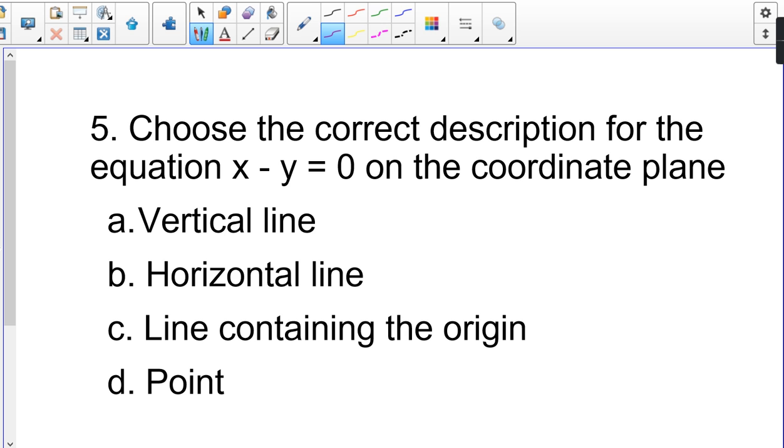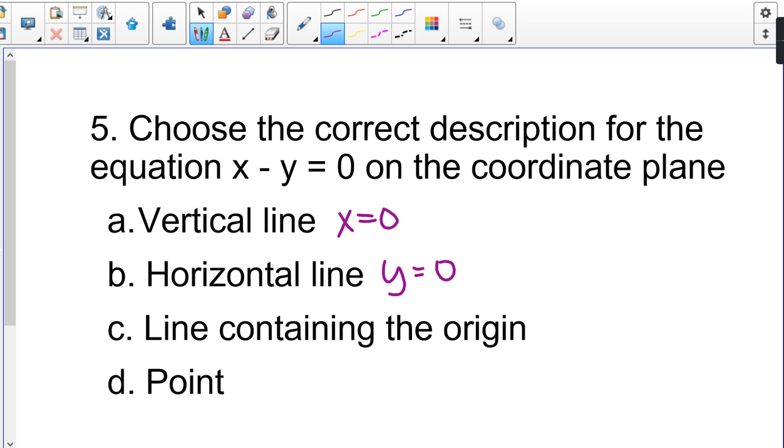Question 5. Choose the correct description for the equation x minus y equals 0. Well, it's not a vertical line, because a vertical line would be like x equals. If it said x equals 0, that would be a vertical line. It's not a horizontal line. That would be if we had, let's say, y equals 0 or y equals any number. Is it a line containing the origin? Well, let's think about that.